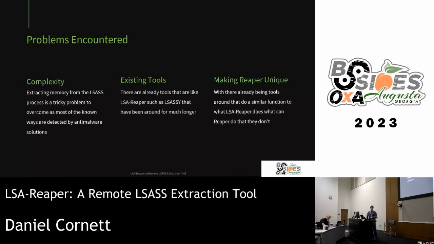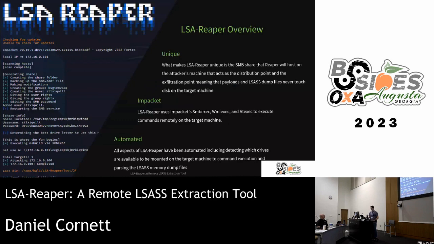Another thing is there's already some tools that do stuff like this, such as LSASS or Mimikatz. These tools have been around a lot longer, and they're a lot more well-known. So what can I do with LSA-Reaper to make it unique and make it stand out from the competition? There's already those tools, and I just need to find a way to do something that hasn't already been done.